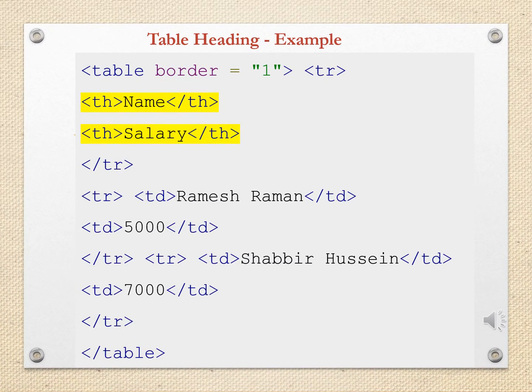Let's see another illustration for the table heading. Here, as usual, we have started with the table border as 1. We have given the headings as name and salary, which are highlighted here, and they are given between the th tag. And for the rest of the details, just like the earlier examples, we have included the names of 2 people and the salaries of 2 people. And please don't forget to end the table with the closing tag.